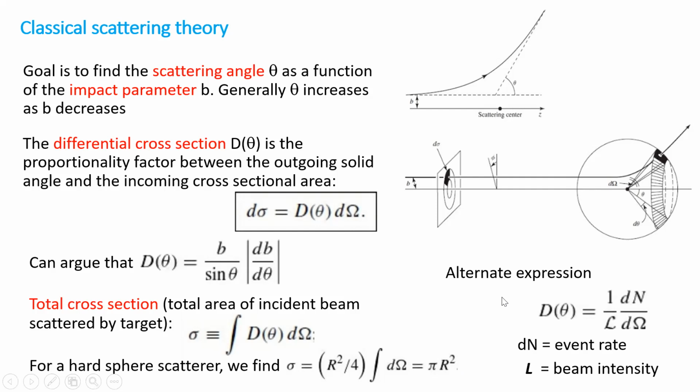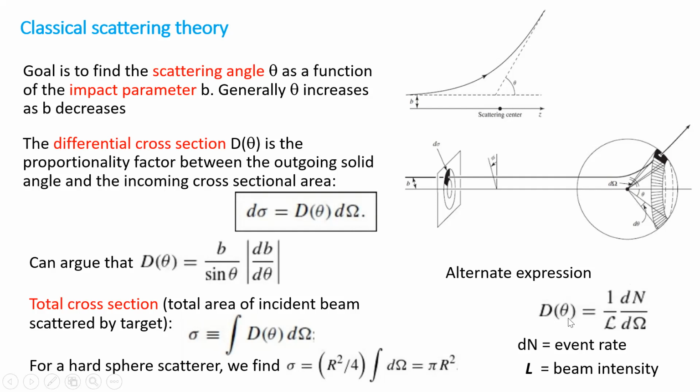Okay, one more thing about classical scattering theory. There's an alternate expression for the differential scattering cross section, which can be written as 1 over L times dN over d omega, where omega is a solid angle. So this one is motivated by measurements in experiment. In experiment, you might take a little detector which took up a little bit of solid angle. You would measure an event rate, which would be the number of particles or scatterers per unit time in that solid angle.